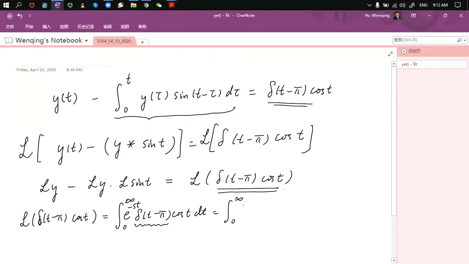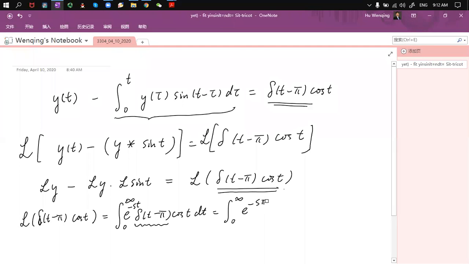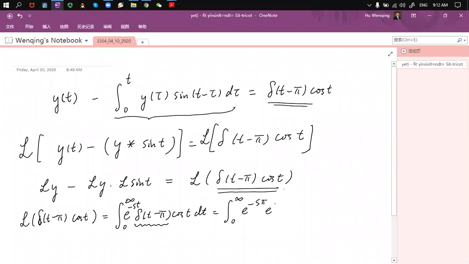So you have to have the e power minus s, right? So I'm going to write this one, t as pi multiplied plus. Let's say s multiplied by pi, and then multiplied by e power minus s of t minus pi, right?